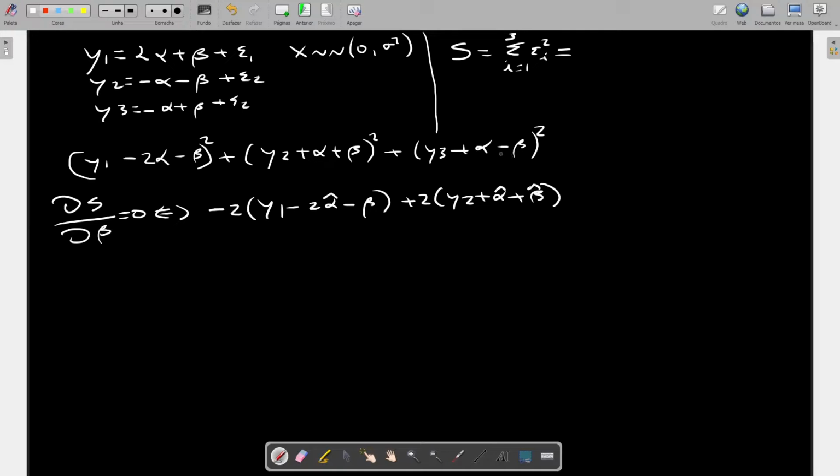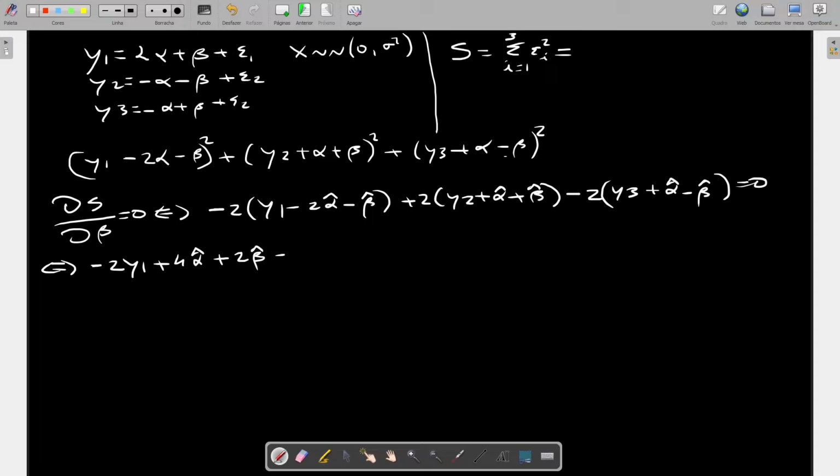Then you have the third one, remember this is negative, so we have minus 2 y3 plus alpha minus beta equal to 0. Again, remember to always keep simplifying this but not skipping steps, because it will hurt you in a long way. So minus 2 y1, now 2, this is positive, plus 4 alpha, and this is positive as well, so plus 2 beta.